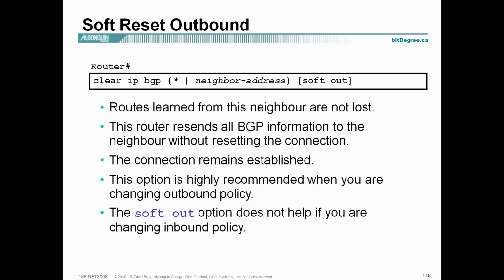Another way to do it is via a soft reset. This is a soft reset outbound. What this does is resend all your BGP information to the neighbor, but it doesn't reset your TCP connection. It doesn't reset your peering. So your connection remains established, and this allows you to refresh based on changed outbound policies.